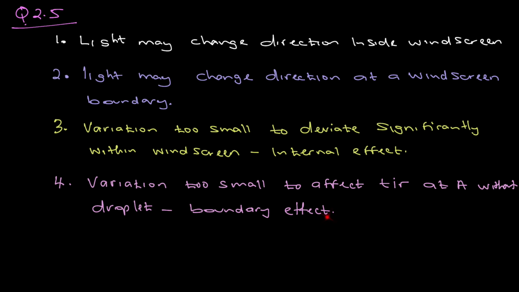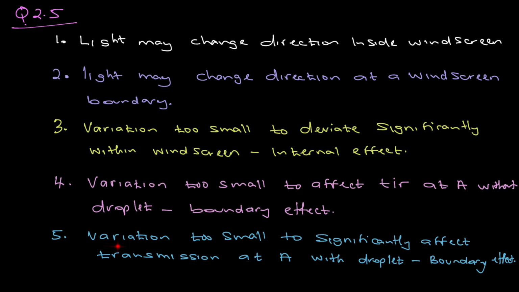This is the boundary effect. The 5th point, variation too small to significantly affect transmission at A with droplets. Again, boundary effect. So any two of these will be fine. It's a difficult question, this one.